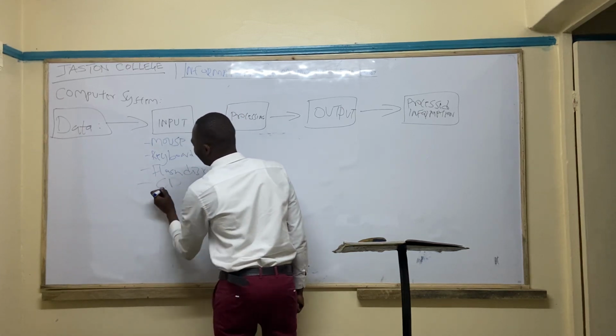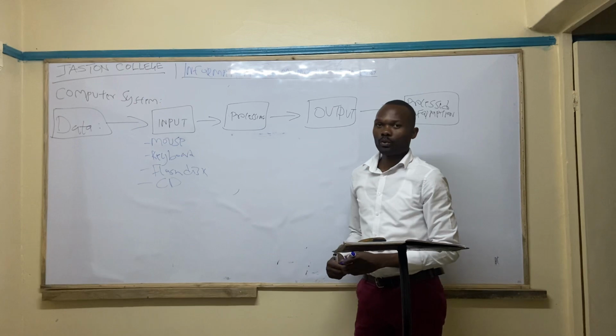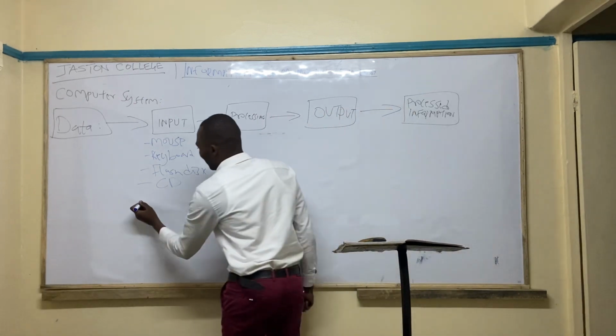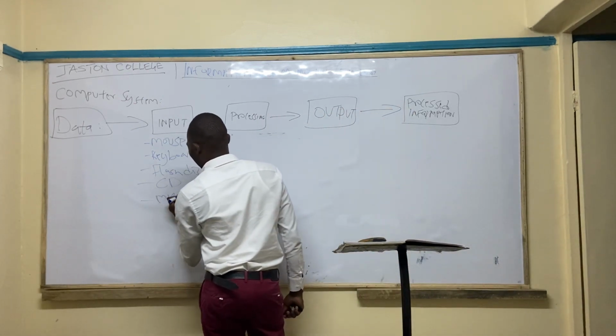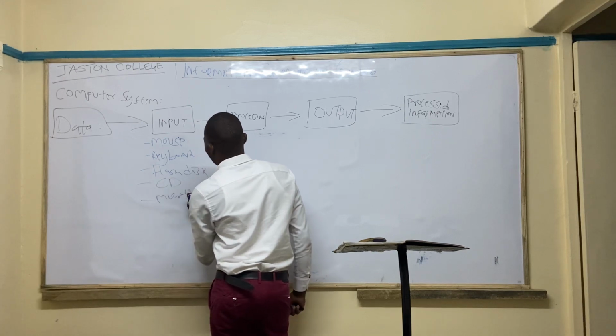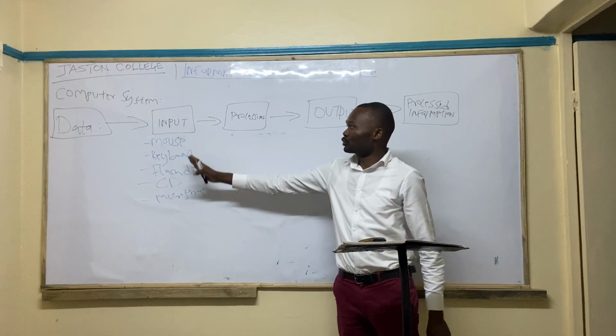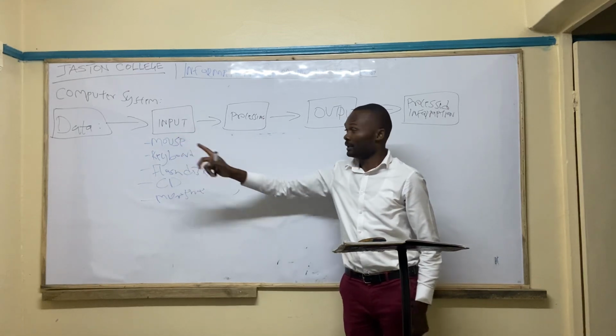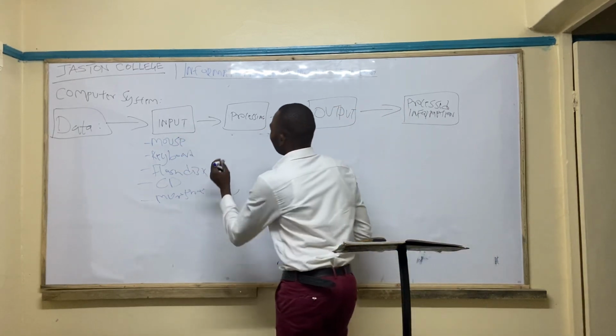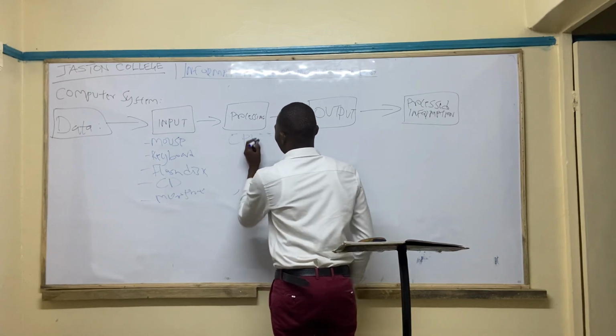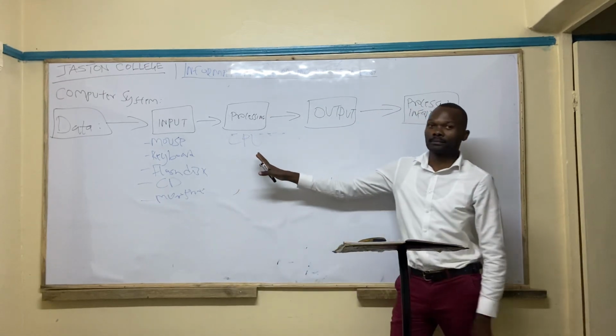We can have a CD. What else can we have? We can have a microphone. So all this can be used to input data. The next thing is processing. Processing here, we have what we call the CPU, the central processing unit.